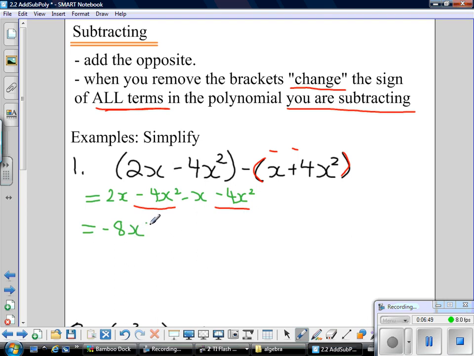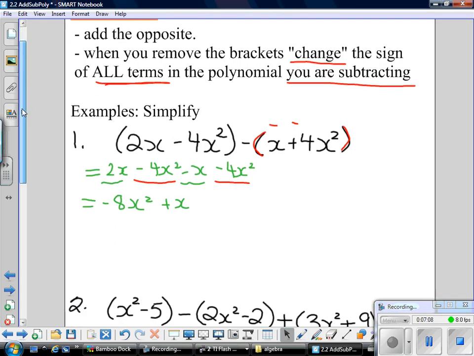And if I do my next part, a 2x and a negative x. So 2 minus 1, so I have a positive 1x left over there. Now an x squared and an x to the power of 1 do not belong together, so I am finished that question. And let's do one more example together.